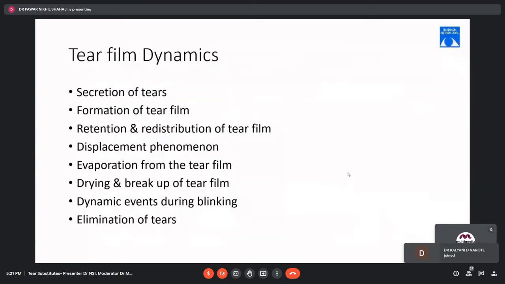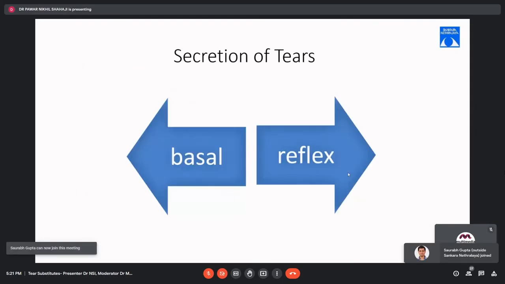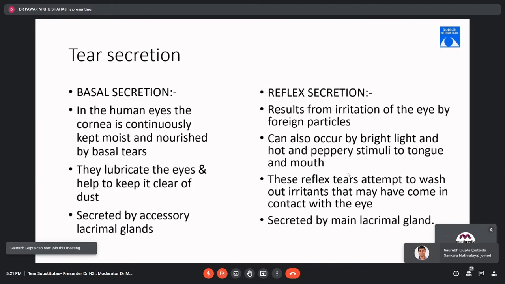Now, tear film dynamics. It contains secretion of the tears, formation of the tear film, retention, distribution, displacement, evaporation, then drying and breakup of the tear film, and dynamic events during blinking. So there is basal and reflex secretion of the tears. Basal: in human eyes, the cornea is continuously kept moist and nourished by the basal tears, and they are mainly secreted by the accessory lacrimal glands.